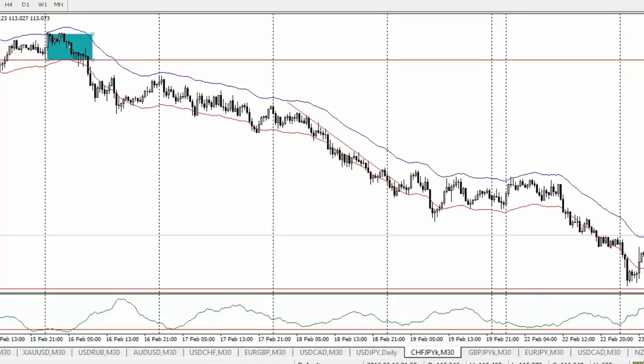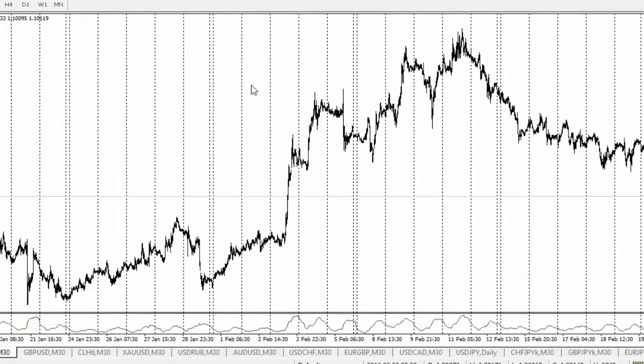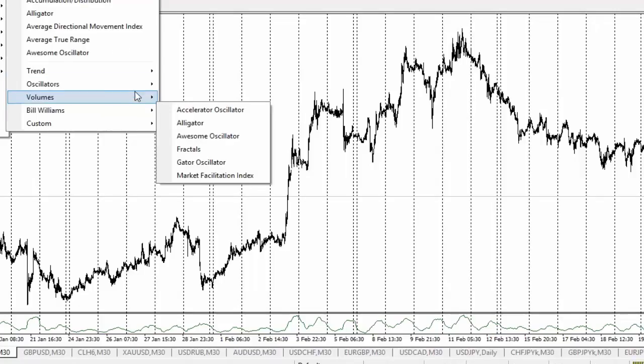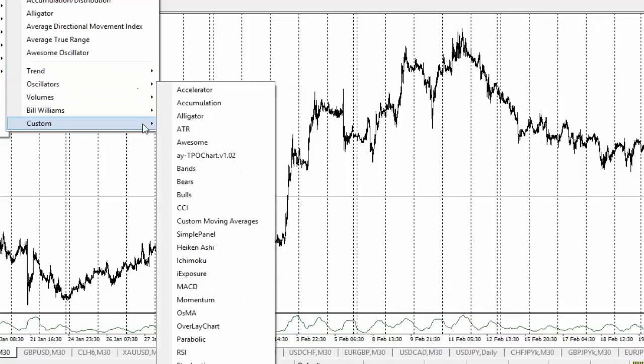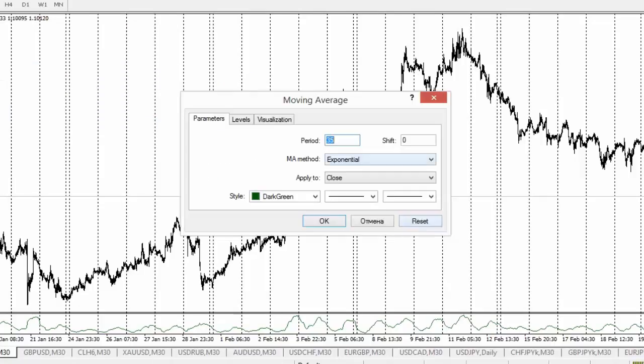For example, let's use, I don't know, Euro versus American dollar. Okay, let's use Euro versus American dollar. Most of the time I use 30-minute charts, and let's apply all indicators here. First of all, I want to use two moving averages. The first one, let it be 35, with a parameter of 35.